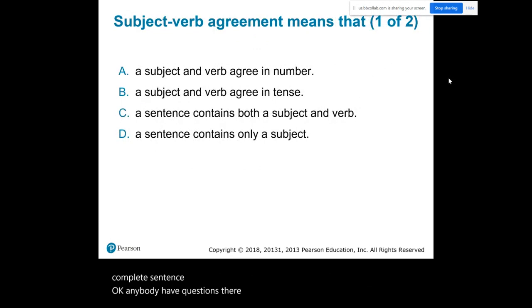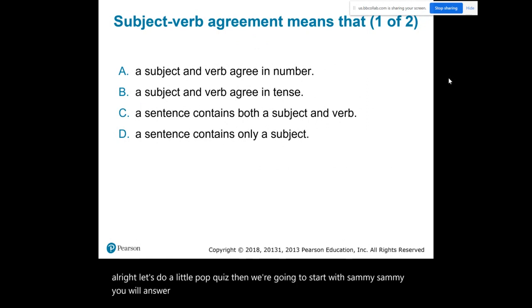No, teacher. All right, let's do a little pop quiz then. We're going to start with Sammy. Sammy, you will answer the first question. Gerardo, you will answer the second question. And Lucia is going to answer the third question.